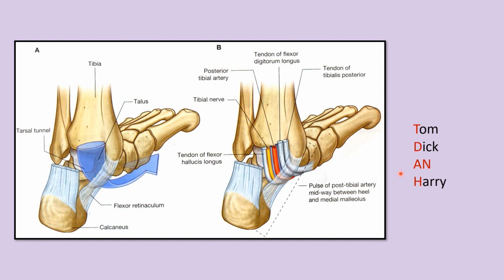From medial to lateral side, the structures passing below the flexor retinaculum are tibialis posterior, flexor digitorum longus, artery, nerve, that is posterior tibial artery and tibial nerve, and flexor hallucis longus. And this is flexor retinaculum, connecting between medial malleolus and medial part of the calcaneal bone. So this is preventing the popping up of these tendons and increasing their efficiency during their contraction.